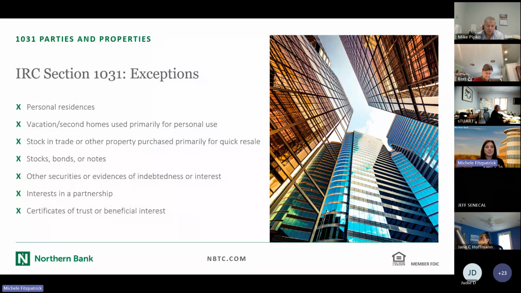However, vacation rentals can be exchanged. We're not going to get into the details about that today, but if you have a VRBO that you restrict your usage to and that you don't use for personal use, that can be exchanged. So there's a difference between that second home and that vacation rental. There's a little bit of a difference there.